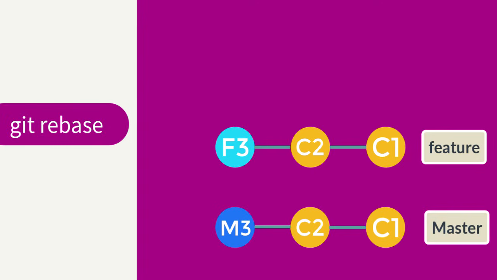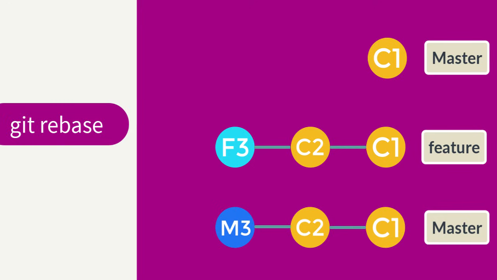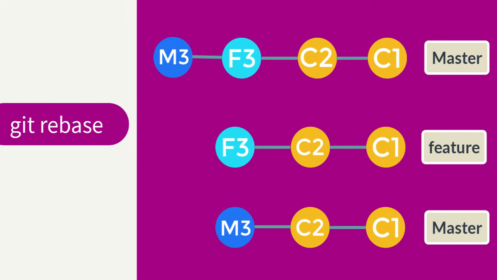But if you need proper sequencing, then you need to rebase. So what exactly happens after rebase is this. The C1 commit will come, then the C2 commit, then F3, then the M3 commit. So this is what proper sequencing is. Let's understand rebase with an actual example. Let's go to the Git command line.